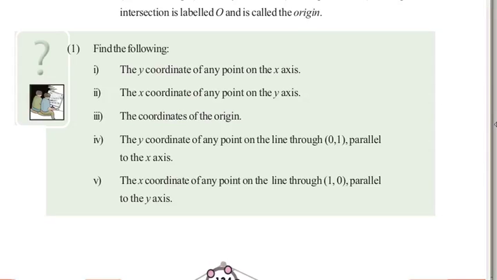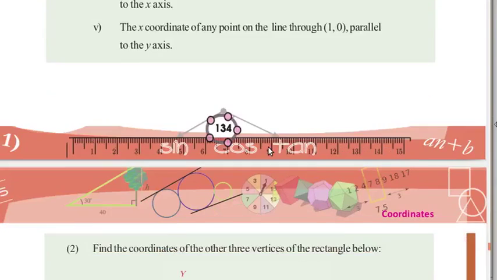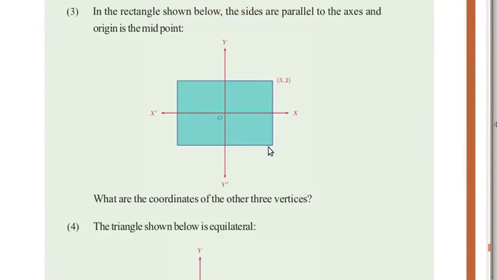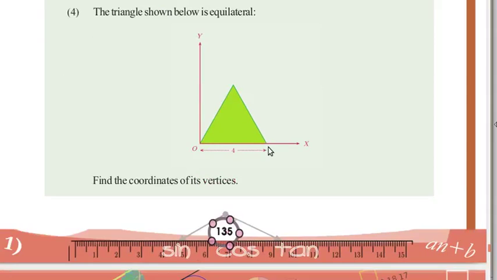Students, next we discuss some questions from your textbook. Page number 134. Question number 1: given that, find the following. The first question you do yourself. Then some other questions are here. The question number 2. Then we discuss these questions.